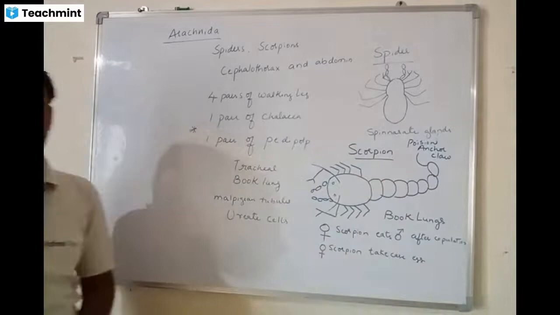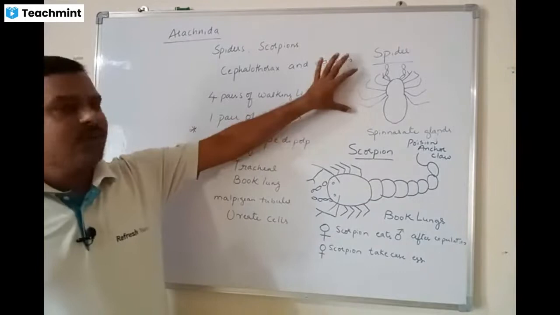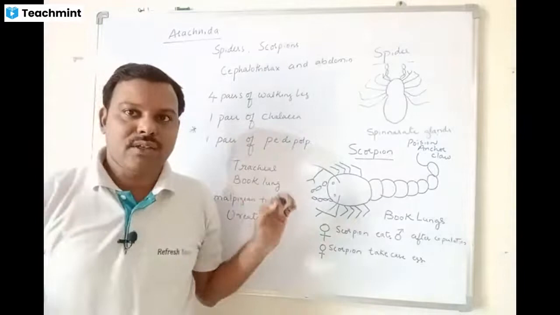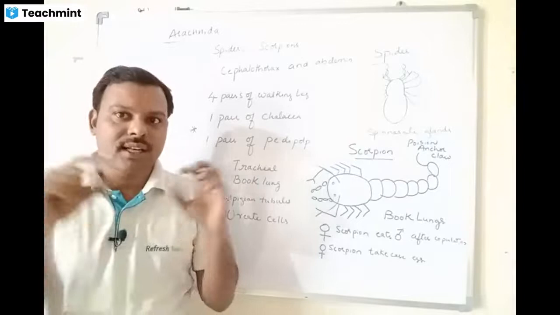So under this class Arachnida, you need to understand they have these four walking legs. After discussing all the classes, we will summarize the entire classes. How many walking legs are they having? What is the respiratory structure? What is the excretory structure? That is very important for your NEET.